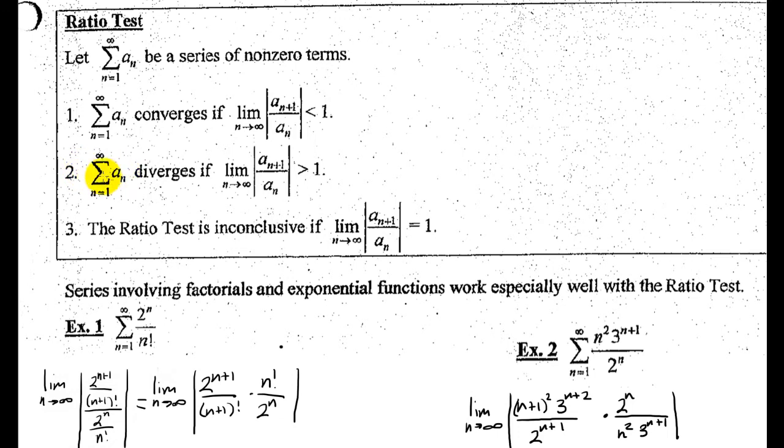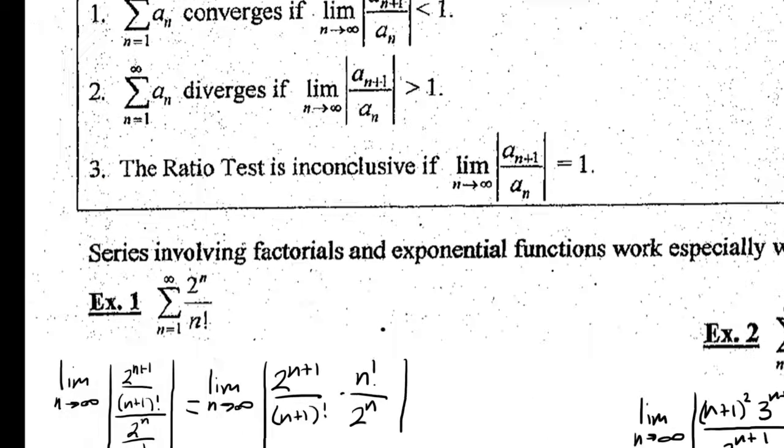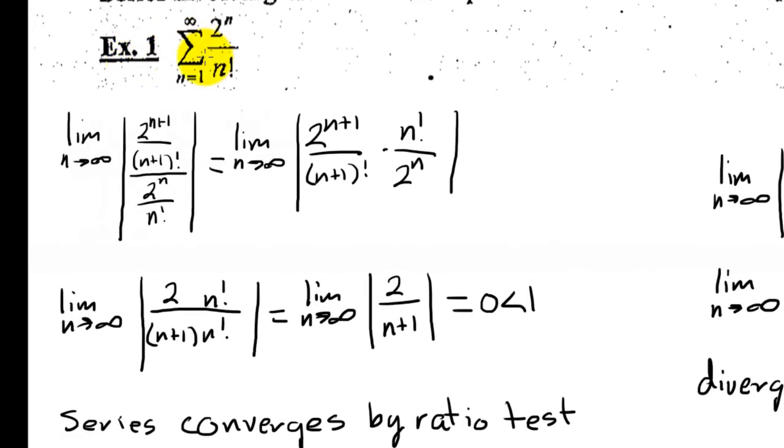Number 2 says the series diverges if the limit is greater than 1, and the ratio test is inconclusive if the limit is actually equal to 1. So we have a couple examples here. In exercise 1, we have the series of 2 to the n over n factorial.